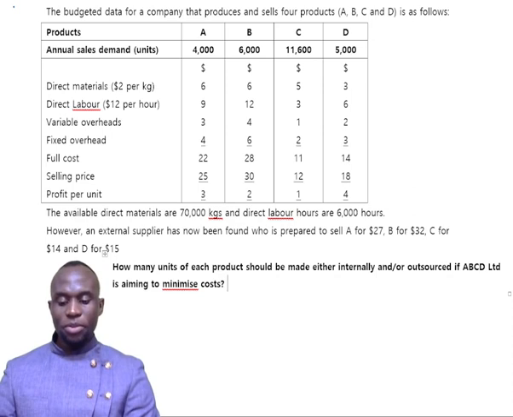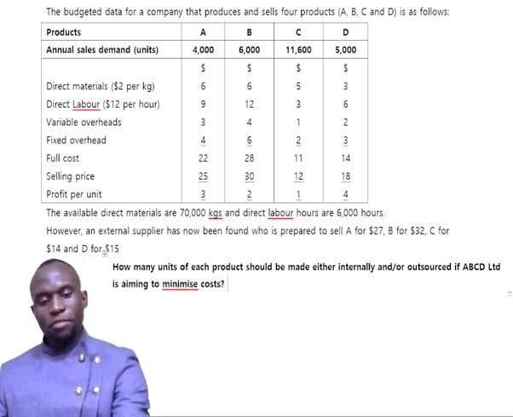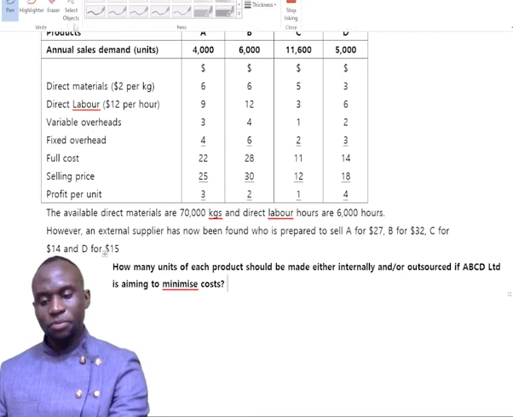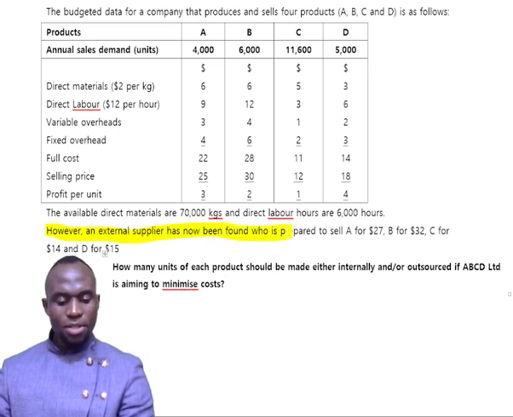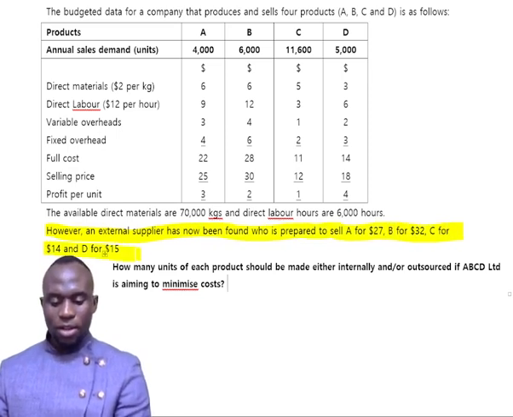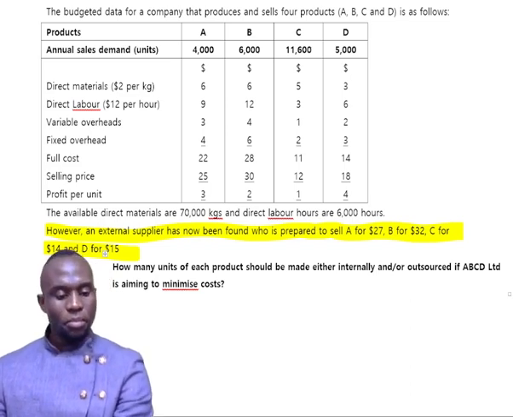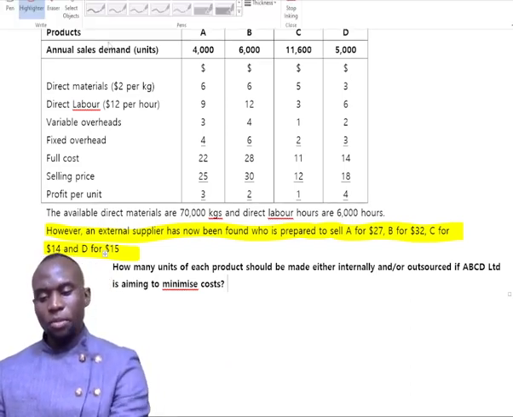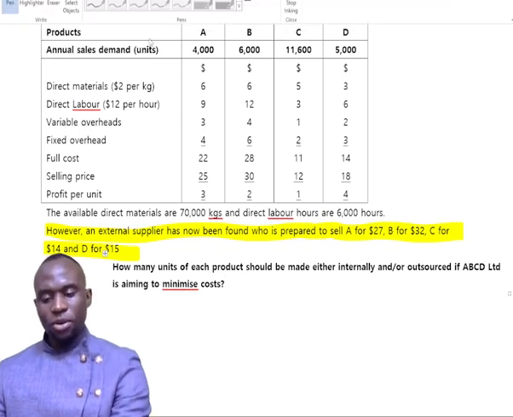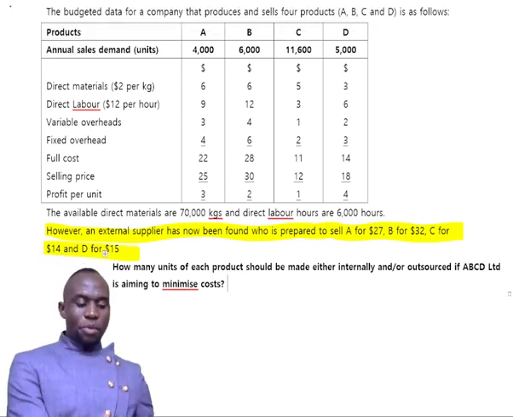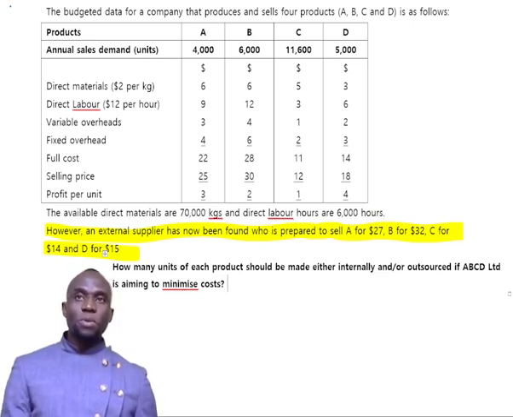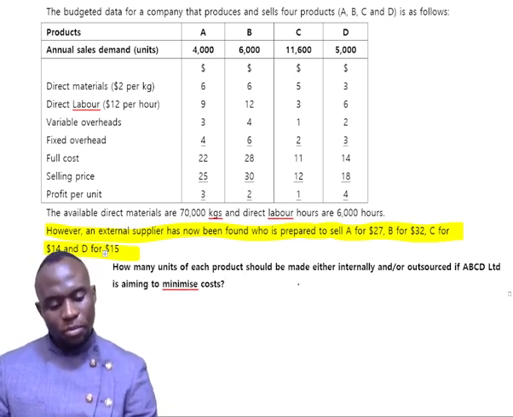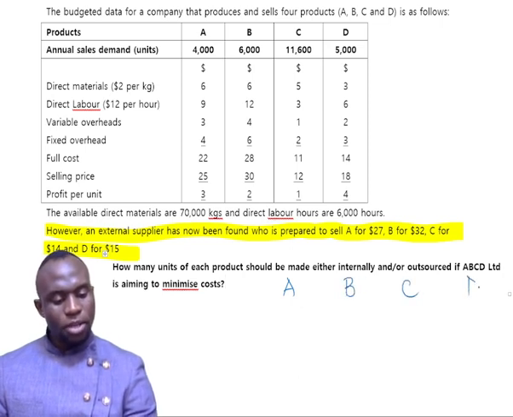What is the additional information? It is here. However, so this is the additional information. Everything is the same like in the previous question. However, there is an external supplier who has been found and he can sell product A at 27, B at 32, C at 14, and product D he is willing to sell at $15. So remember our aim is to calculate saving per limiting factor. So what are the products? We have 4 products: product A, product B, product C, and product D.